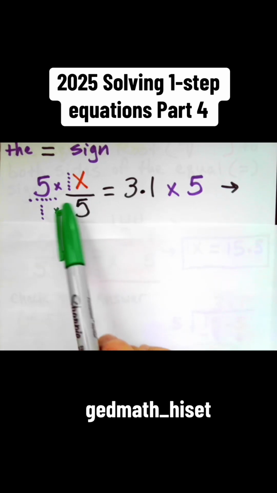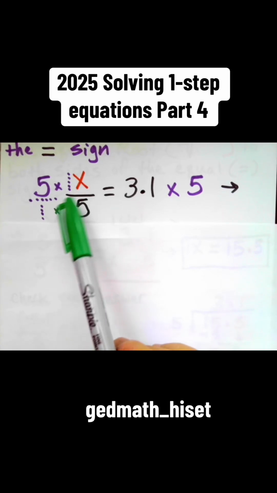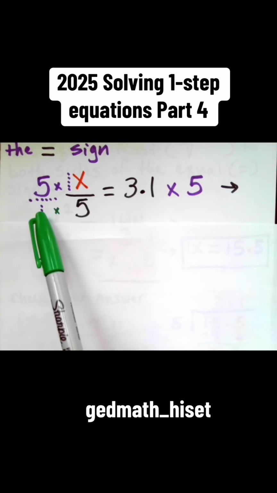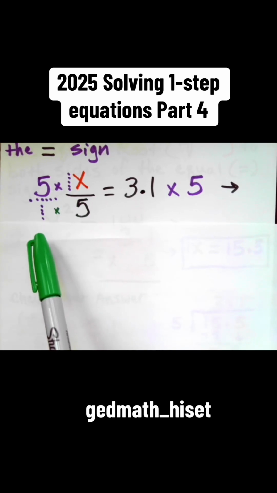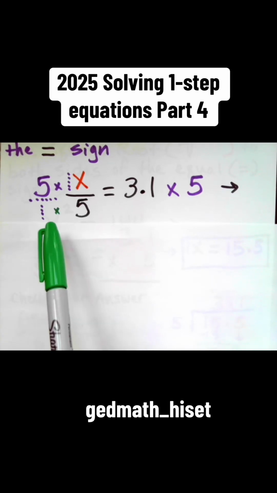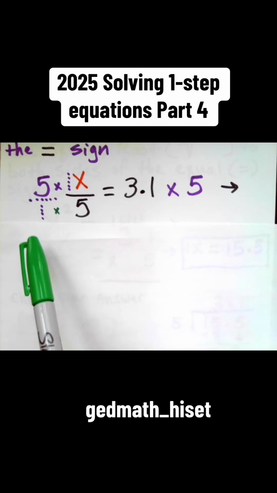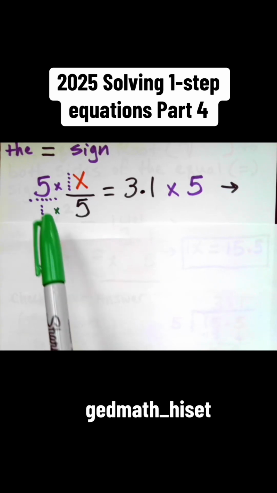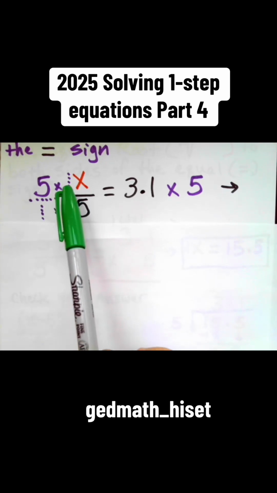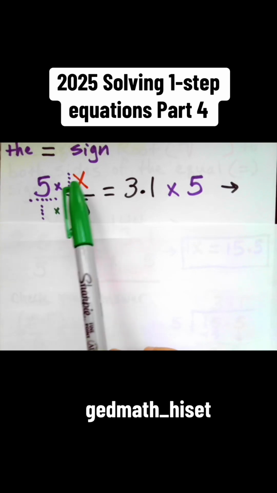So I'm showing you here the invisible one. There's an invisible one in front of that x, and there's an invisible one underneath in the denominator's place of this 5. And if that's a little confusing to you, go ahead and take a look at my video, Invisible Ones. It will help to clarify a lot of things happening in mathematics. Go ahead and watch that video. It'll help you out. So 5 times 1 is 5x.